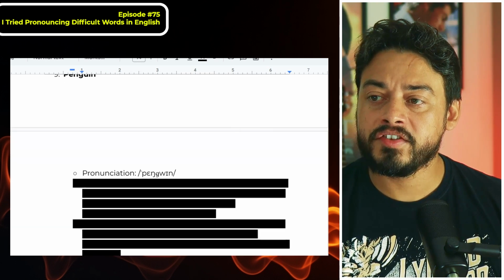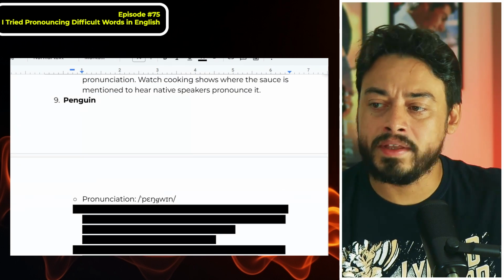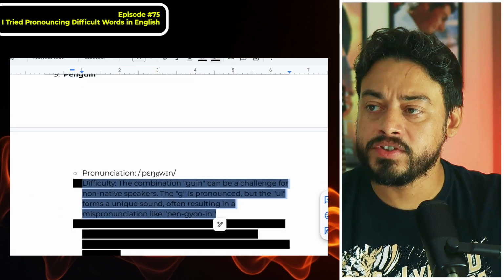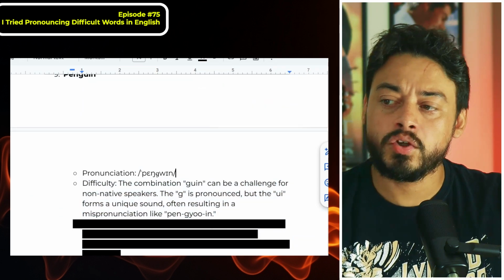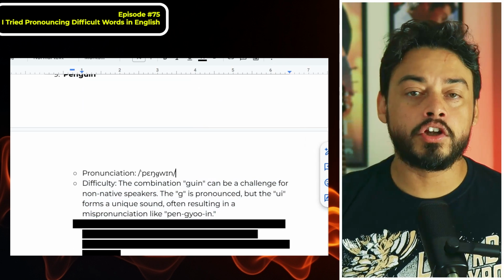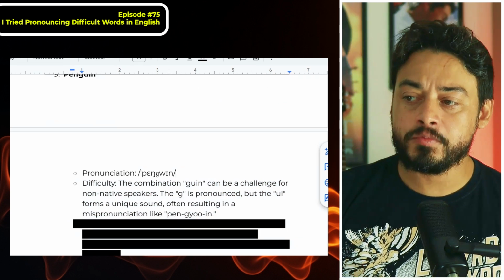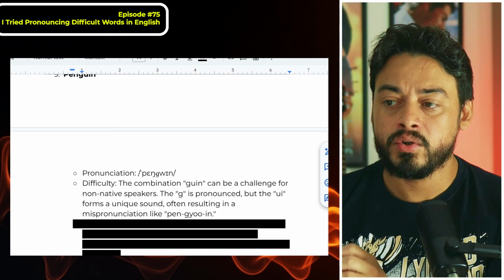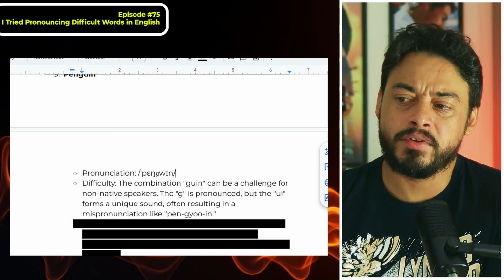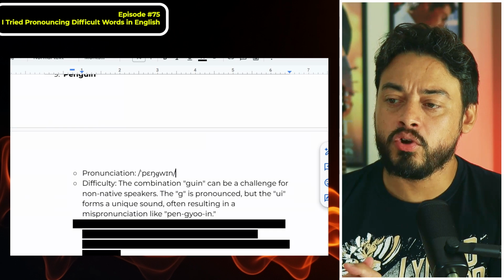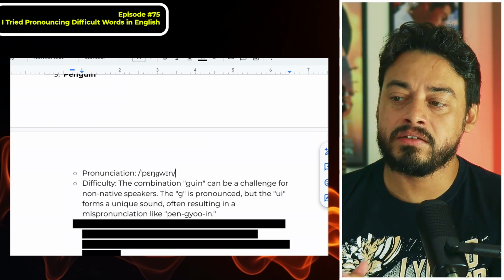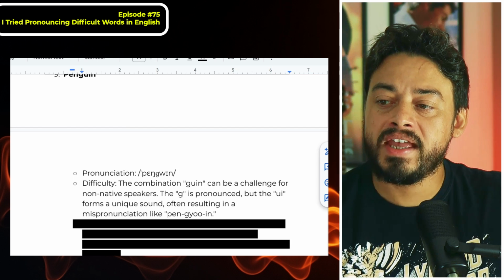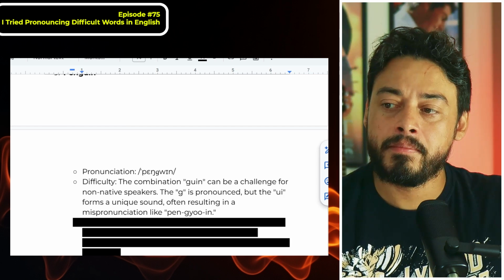The next word is penguin. As you can see here, penguin. So here's the difficulty. The combination gwen can be a challenge for non-native speakers. The G is pronounced, but the U forms a unique sound, gwa, almost like a W sound. And it results in a mispronunciation. But what you want to say here is penguin.